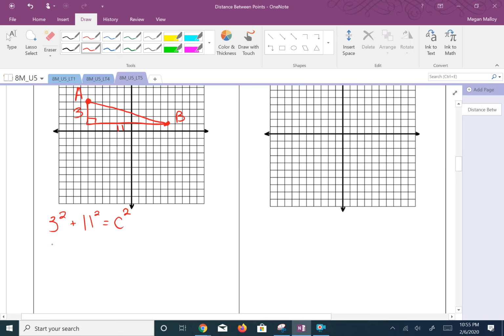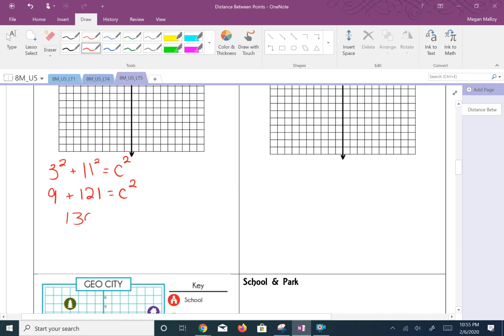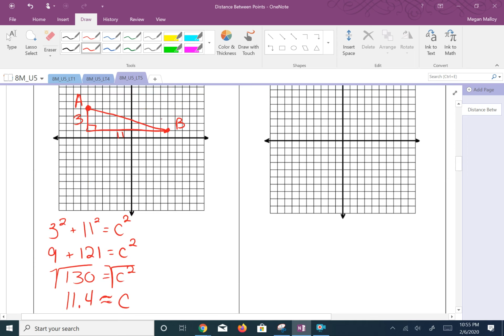3 squared, 3 times 3 is 9, plus 11 squared, 11 times 11 is 121, equals c squared. So that is 130 equals c squared. And 130 is not a perfect square, so we know we're going to have to round. We'll just round to the nearest tenth, and that gives us approximately 11.4 units. So the length from A to B is approximately 11.4 units.